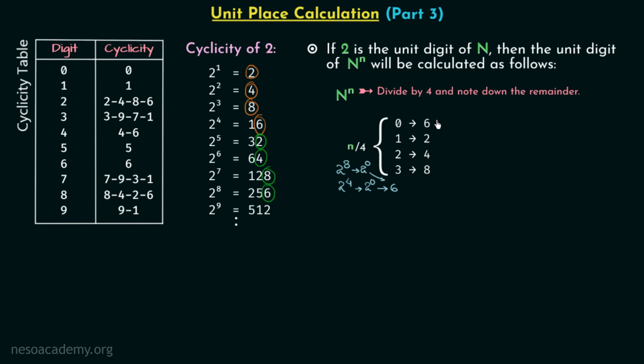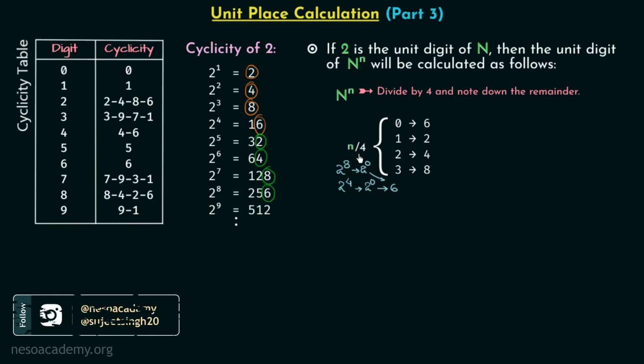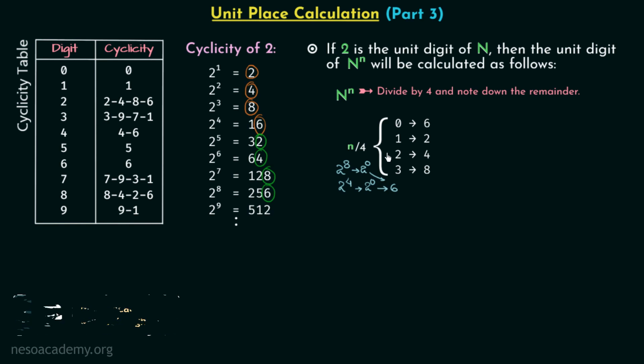So when we divide the power by 4 and we get 0 as the remainder, the digit at unit place will be 6. Similarly, when we divide the power by 4 and get the remainder equal to 1, we will have 2 power 1 giving us 2 at the unit place. Similarly, when we have remainder equal to 2, we will have 2 power 2 giving us 4 at the unit place.